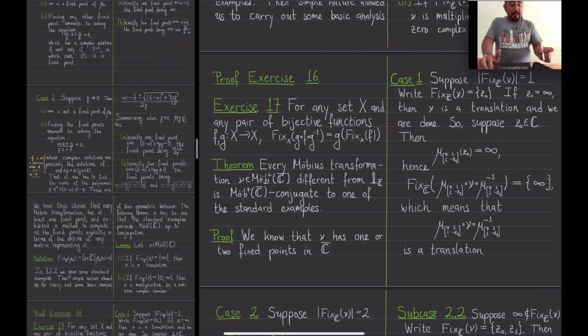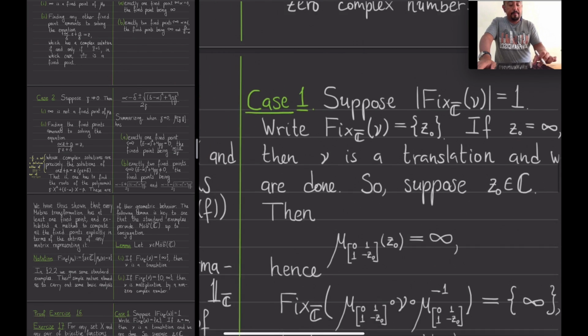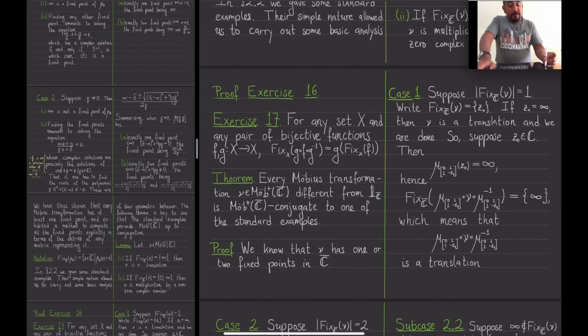So in the first case, suppose it has only one fixed point. Let's say the fixed point is z0. Now, if this fixed point is already the point at infinity, there's nothing left to do, because then nu itself is a translation and it's conjugate to itself. So suppose it's not infinity.